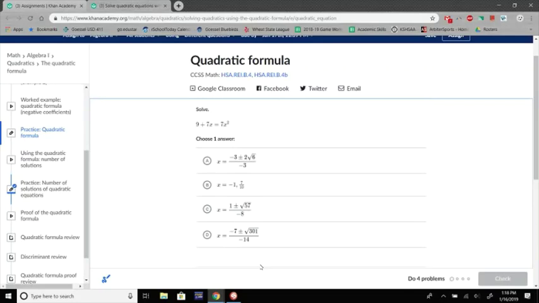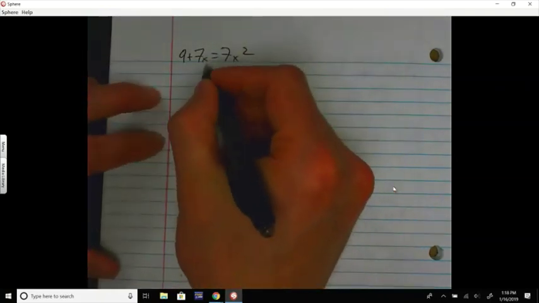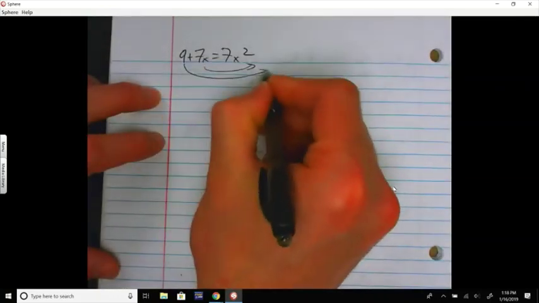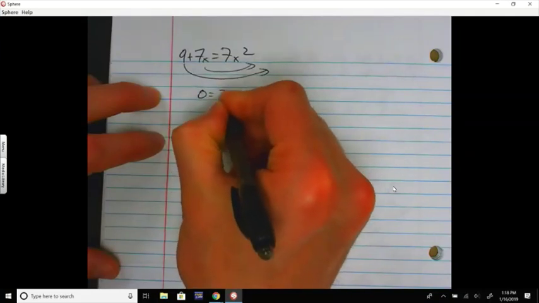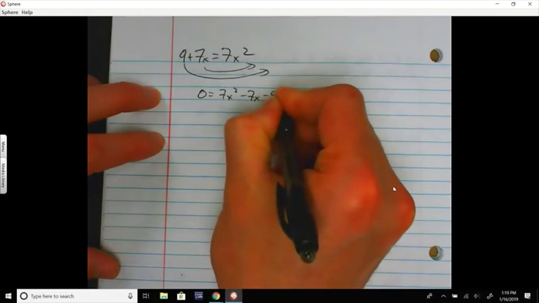Got time for one more? Ooh, it's going to be close. Okay. 9 plus 7x equals 7x squared. I always like my x squared positive. So move those over. So 0 equals 7x squared minus 7x minus 9.